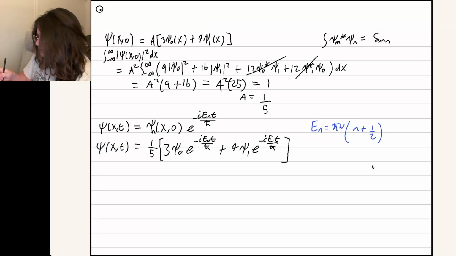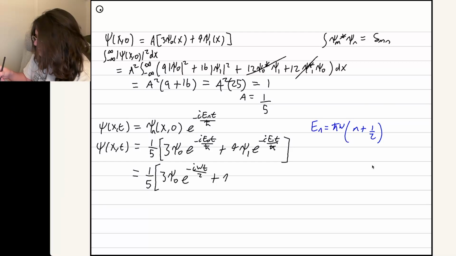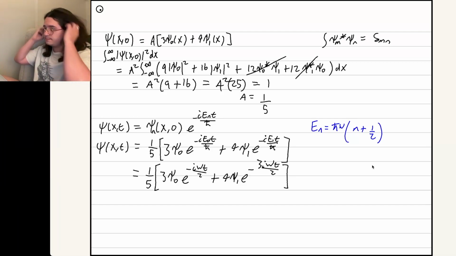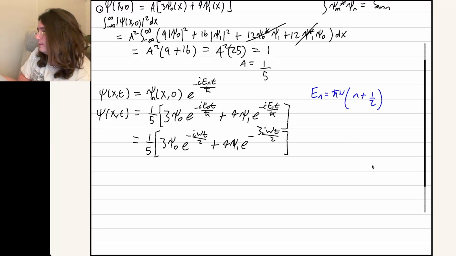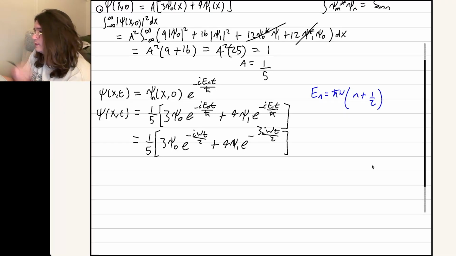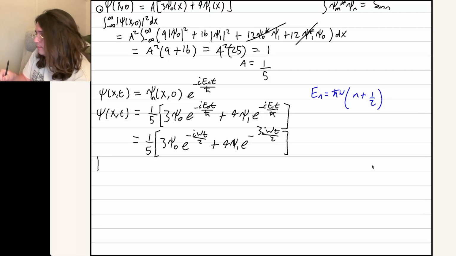So we can write this now in terms of omega as just being 3 psi 0 e to the minus i omega t over 2 plus 4 psi 1 e to the minus 3i omega t over 2, right? And then Griffiths asks us to go ahead and calculate the square modulus of this. It's pretty worth doing.